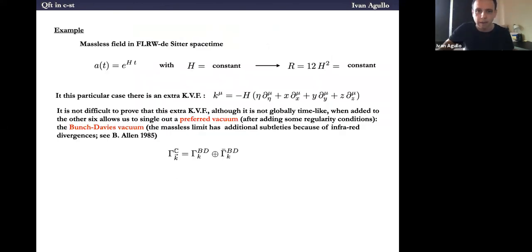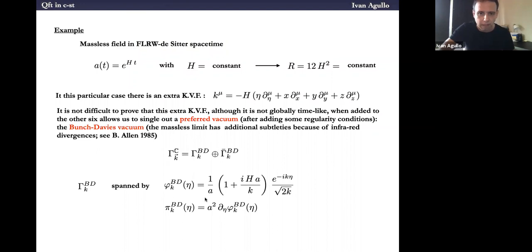Otherwise, rather than these modes, you have Hankel functions. In fact, this is a Hankel function for a specific value of the index, but for general mass and general coupling to the curvature, the Hankel function is not so simple.